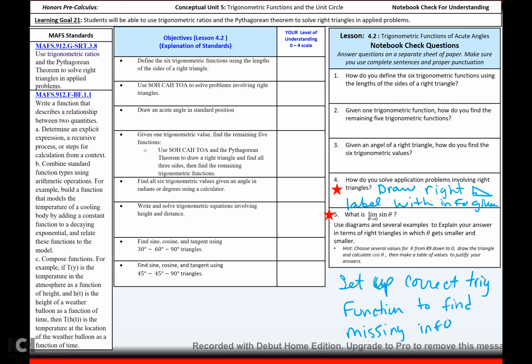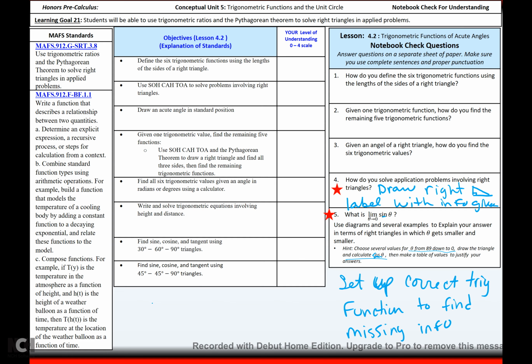Alright, 5 says, what is the limit as theta approaches 0 of sine theta? It says, use diagrams and several examples to explain your answer in terms of right triangles in which theta gets smaller and smaller and smaller. The hint says, choose several values for theta from 89 down to 0. Draw the triangle and calculate sine theta, because I'm doing sine. Then make a table of values to justify your answer.